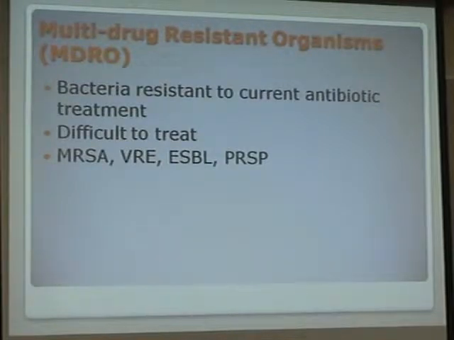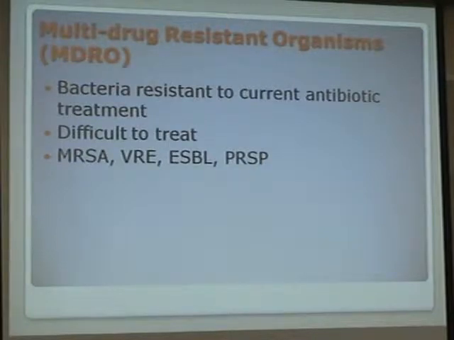So MDROs are bacteria that are resistant to what we consider the current antibiotic treatment or the standard treatment for that organism. So they become very difficult to treat because we have limited antibiotics that work. What we're talking about here is MRSA, methicillin-resistant Staph aureus. VRE is another example, vancomycin-resistant Enterococcus.